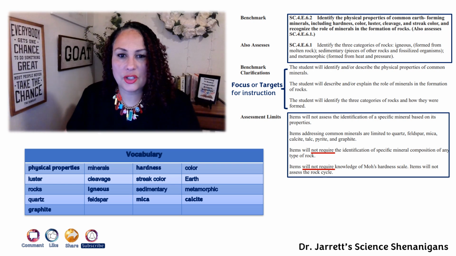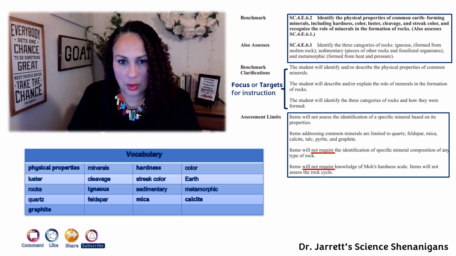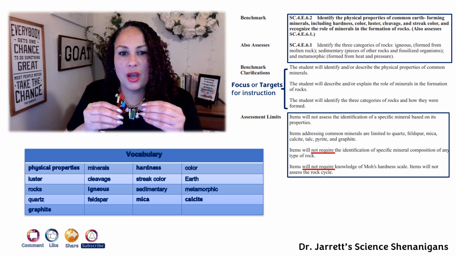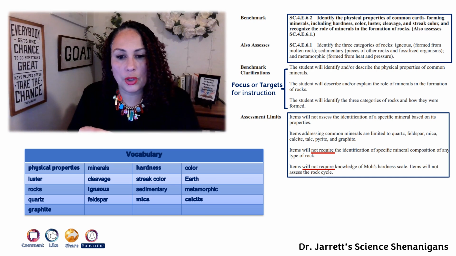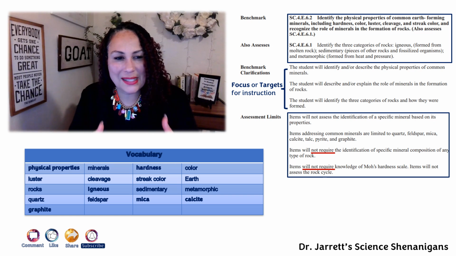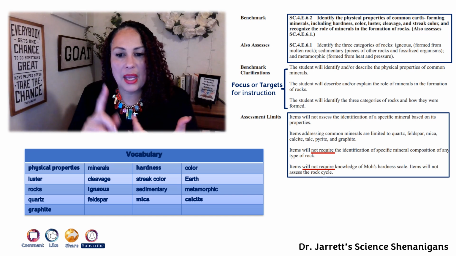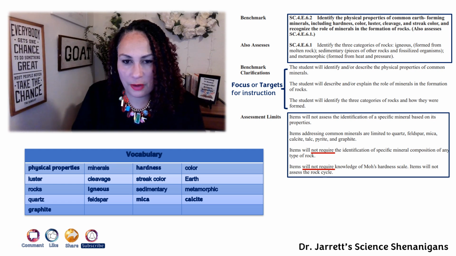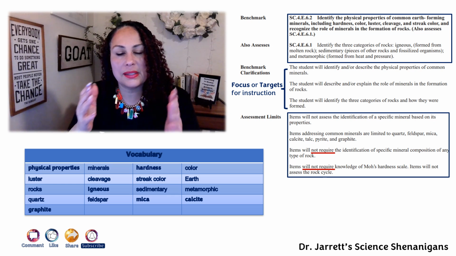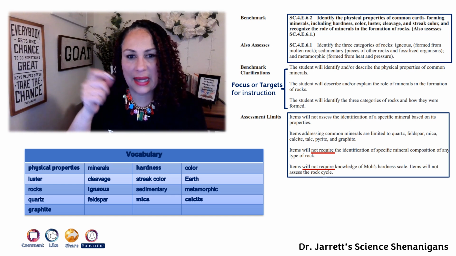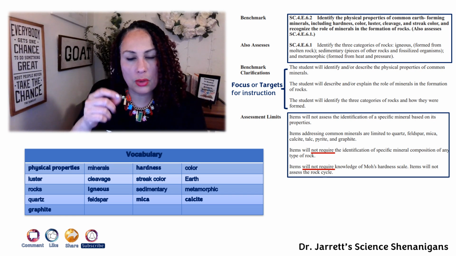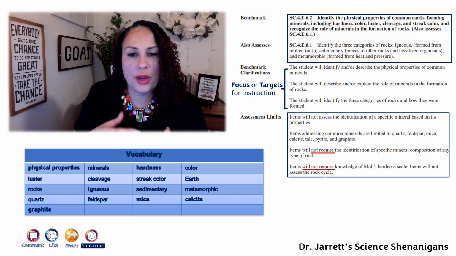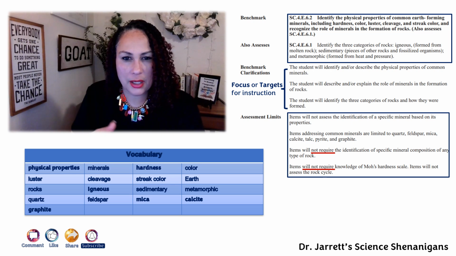Also, the students are going to need to have the actual minerals and rocks. The minerals that the students will commonly be addressing within their 5th grade benchmark are quartz, feldspar, mica, calcite, talc, pyrite, and graphite. The students will have these minerals in front of them and actually perform the hardness test, where you take a penny or a nail and scratch the mineral, and it will show if it's easy to scratch or hard to scratch.